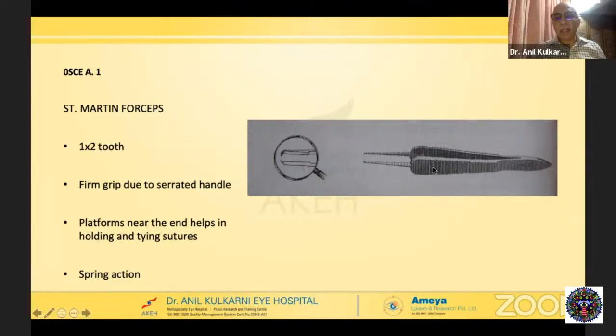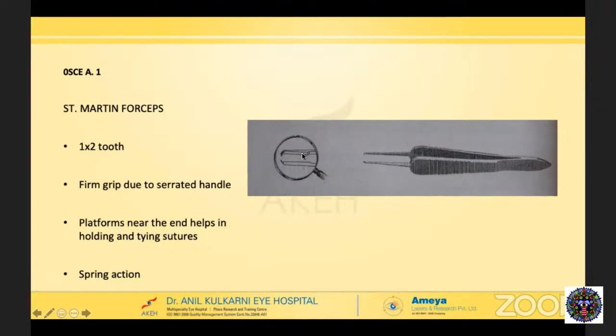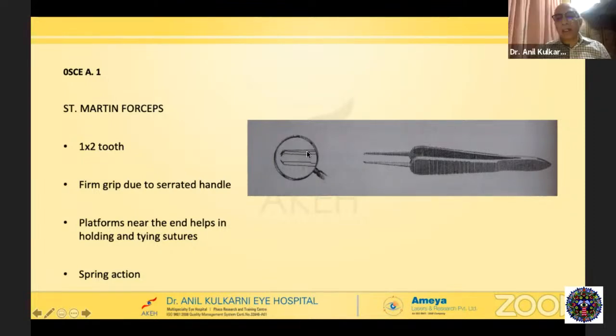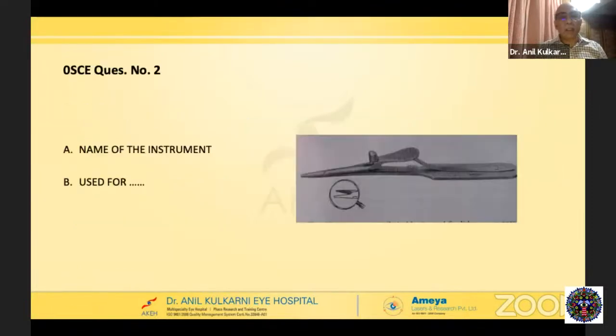It has a firm grip because of a serrated handle. This is the serrated handle. And there are platforms you can see near the end. It helps in holding and tying the sutures. And this has a spring action because of its design. Comes the OSCE number 2.